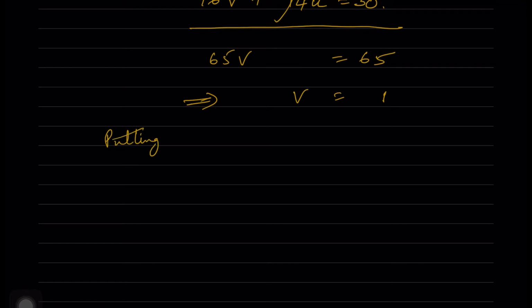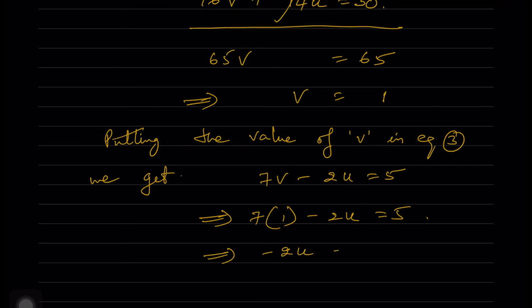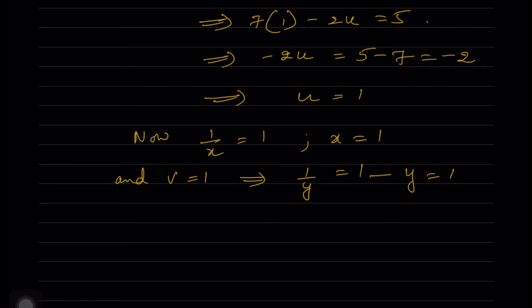Now putting the value of v is equal to 1 in equation 3, we get 7v minus 2u is equal to 5, which implies that 7 into 1 minus 2u is equal to 5, or 5 minus 7 becomes minus 2. So minus 2u is equal to minus 2 means u is equal to 1. So therefore 1 by x is equal to 1 and 1 by y is also equal to 1. Therefore x is equal to 1, y is equal to 1 is the solution of the given pair of linear equations. That's the answer.